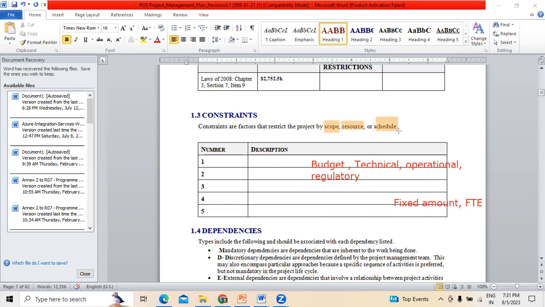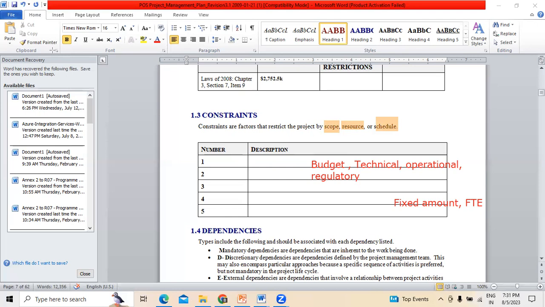So if we propose a fixed amount of money to the customer, we must ensure the work is completed within that budget. That is generally the proposal we give. If the customer does not state any budget and we are proposing the budget, this is the condition: fixed amount. We are ensuring that for this amount, we are ready to do it. This is fixed amount.